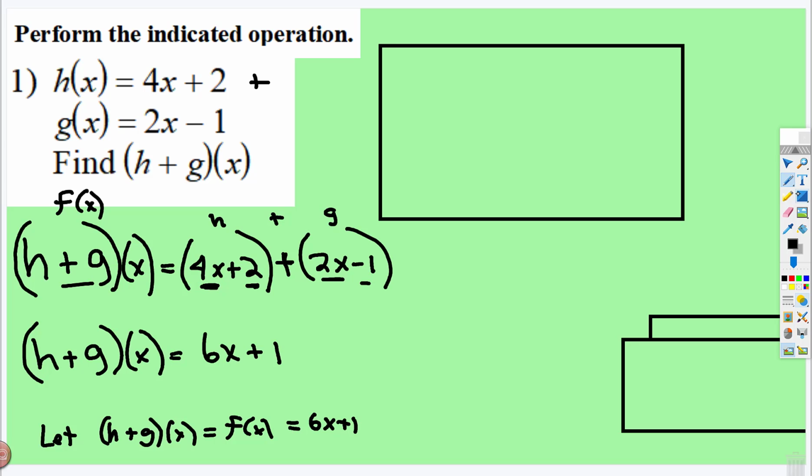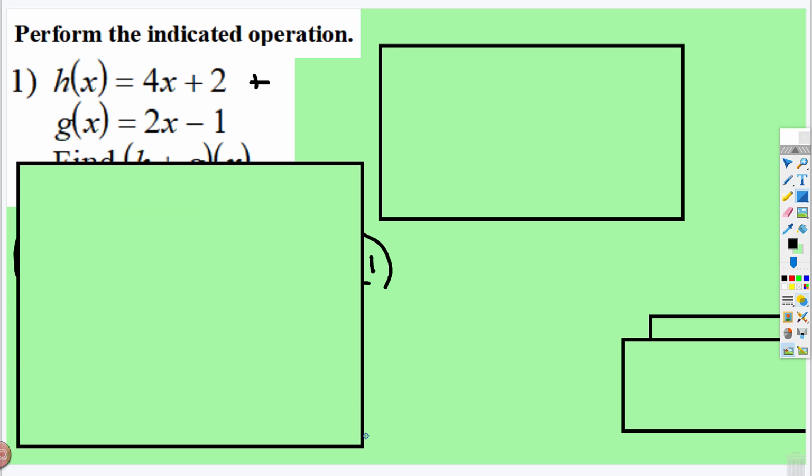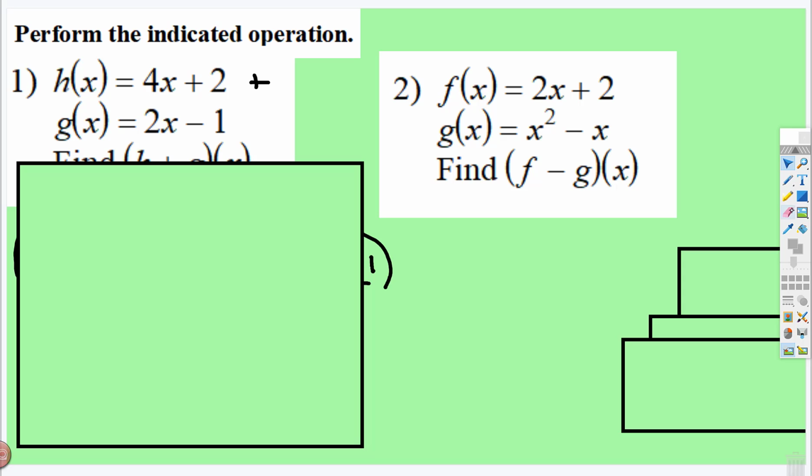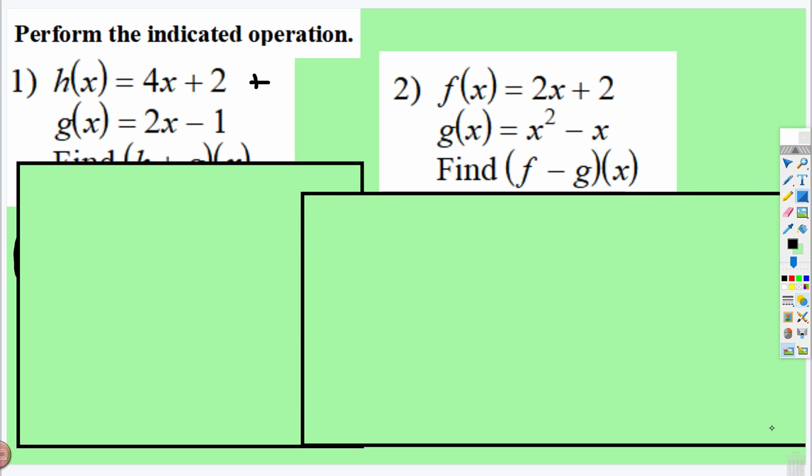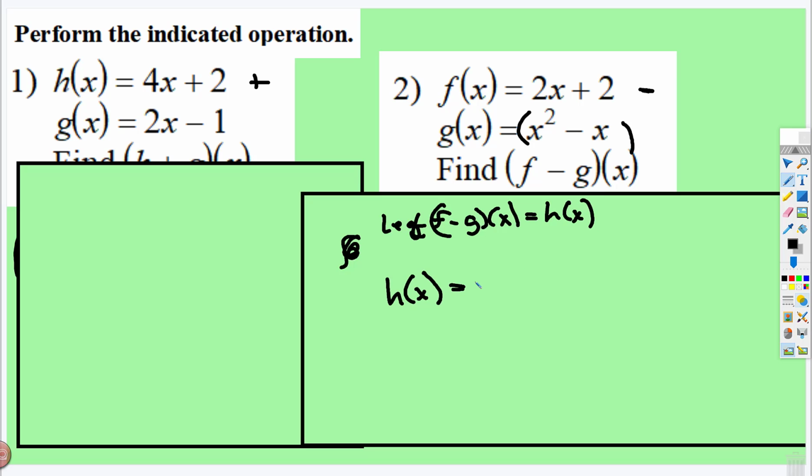All right, now I'm going to cover all this stuff up. We're going to do a subtract problem. All right, so we're going to subtract the g from the f right there. So if I say let f subtract g of x equal h of x, I can now just say h of x is equal to the f function subtract the g function.